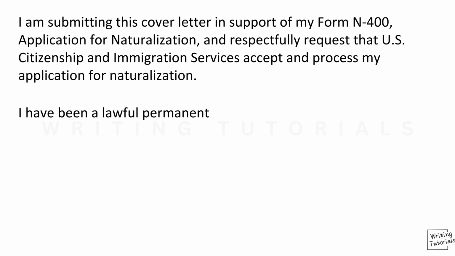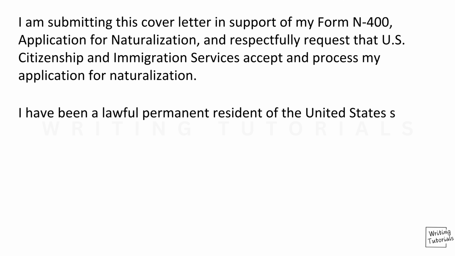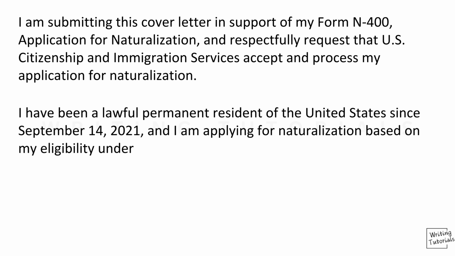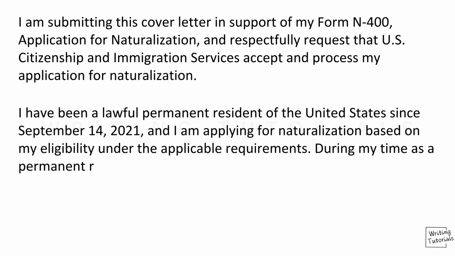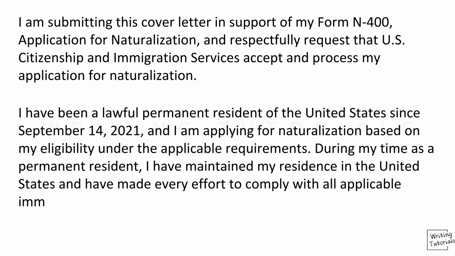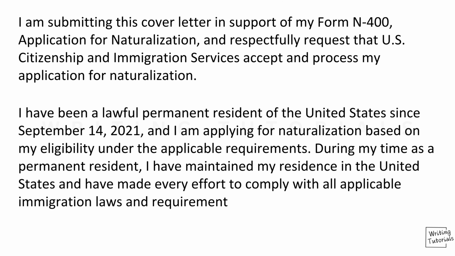Next, explain your basic eligibility background. The sample says, "I have been a lawful permanent resident of the United States since September 14, 2021, and I am applying for naturalization based on my eligibility under the applicable requirements." This gives the reader useful context about the applicant's permanent resident history. The next sentence says, "During my time as a permanent resident, I have maintained my residence in the United States and have made every effort to comply with all applicable immigration laws and requirements." This provides a brief statement about the applicant's circumstances.